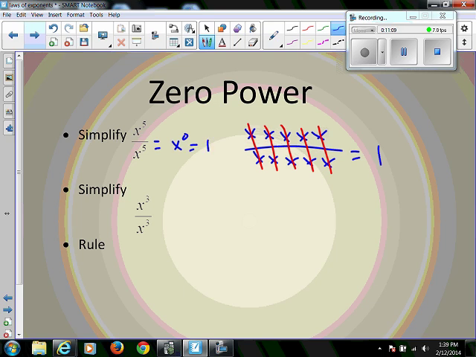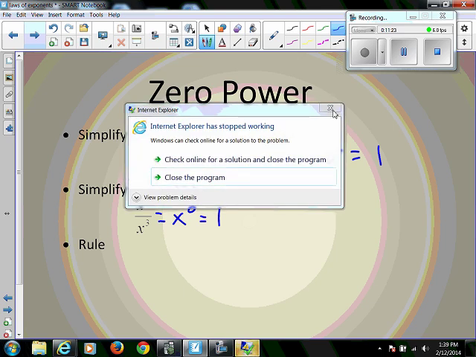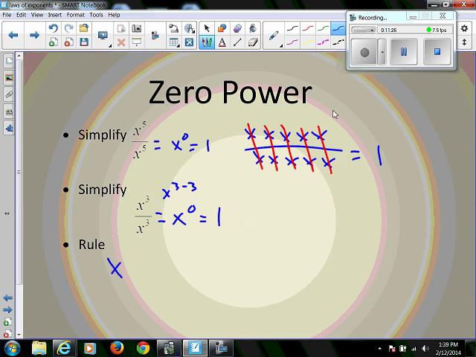3 minus 3 is 0. So x to the 0 power. Last problem we said it was 1. It's 1 again. So anything to the 0 power is 1. That's my rule. Try these two on your own.